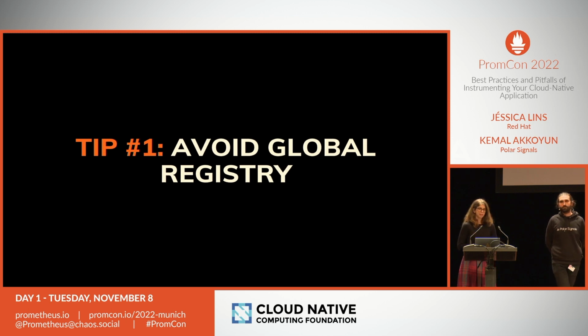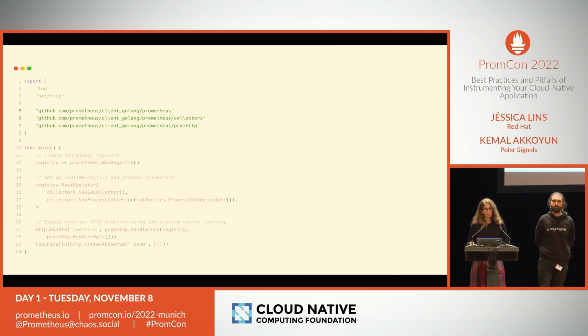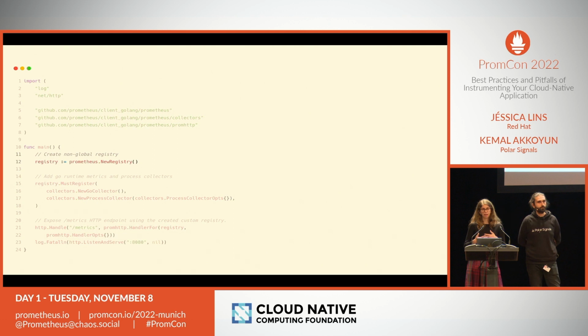As our first tip, we want to say, avoid the global registry. What do we mean by that? Here you have, for example, an HTTP server. We start with some imports: the Prometheus library package, the collectors, the PromHTTP, all from client Golang. Then we create our non-global registry. What is nice about it is that we can add our metrics little by little, and we are not exposing more metrics than necessary.